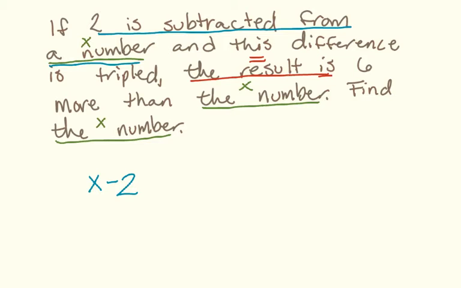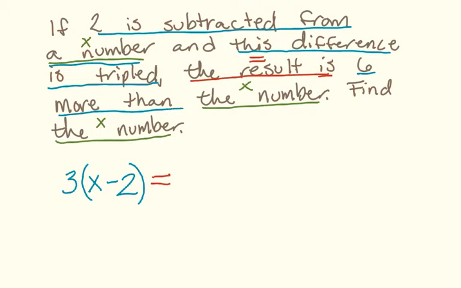Then it says the difference is tripled. A difference is the answer to a subtraction problem. So the answer to this subtraction problem is going to be tripled. The whole thing. That's how I know to put in parentheses. Now we're at the part where it says the result, so I'm going to put in the result is 6 more than the number. 6 more than the number.